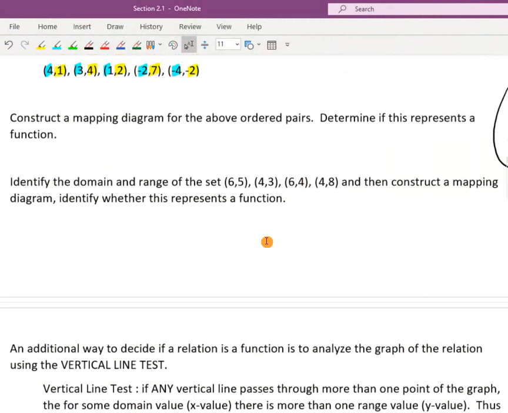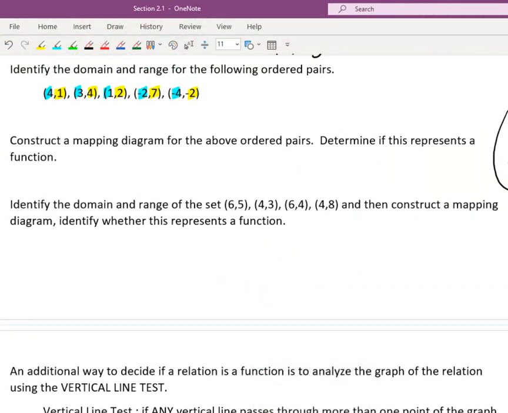In this bubble, they will have 1, 4, 2, 7, negative 2. And a mapping just shows you 4 pairs with 1. This is going to be your independent, and this will be your dependent. You always start with an endpoint here and then an arrow to the dependent. 3 to 4, 1 to 2, negative 2 to 7, negative 4 to negative 2. Pretty easy to see a mapping.